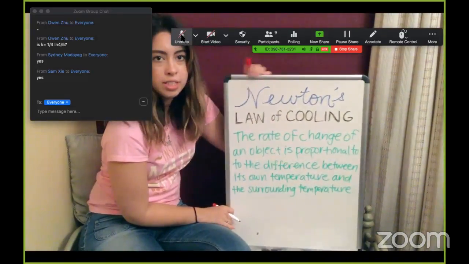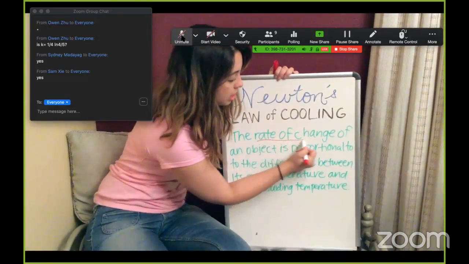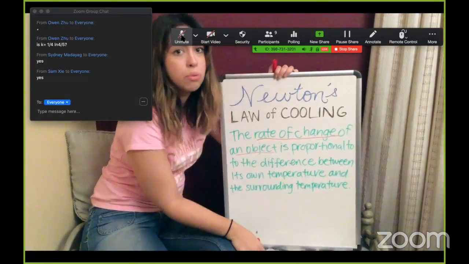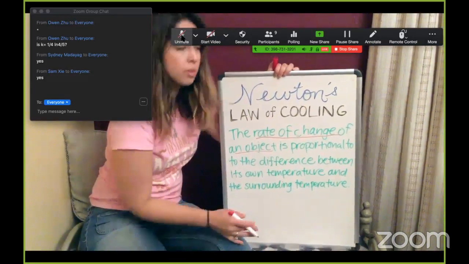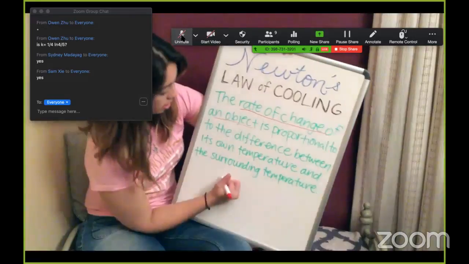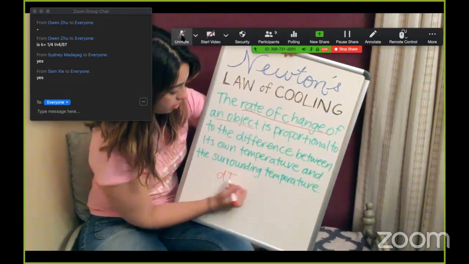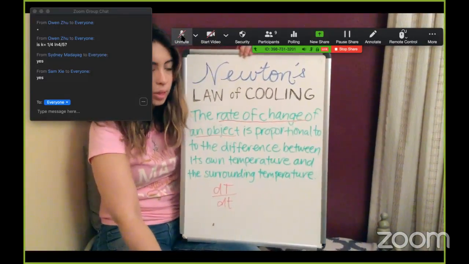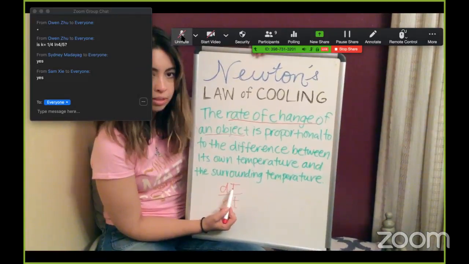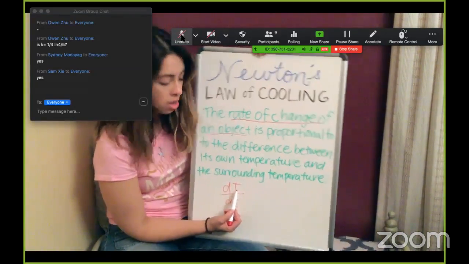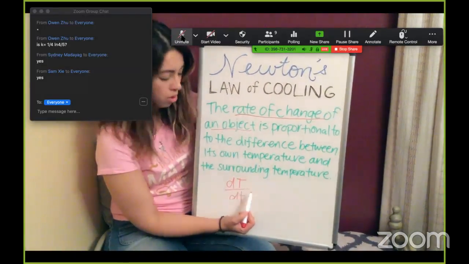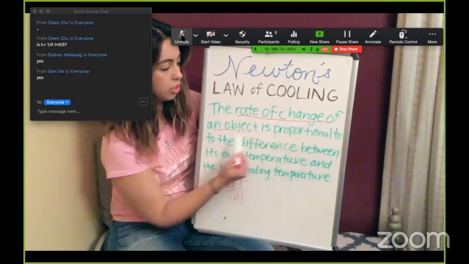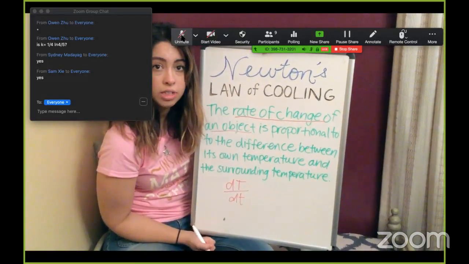We see the first phrase says the rate of change of an object. So how do we write rate of change? Well, rate of change is the same thing as a derivative. So we're going to write dT over dt. So how did I come up with that? Well, we see at the top here, this capital T stands for temperature. So this is the change in temperature over the change in time. So the rate of change of an object is dT over dt.